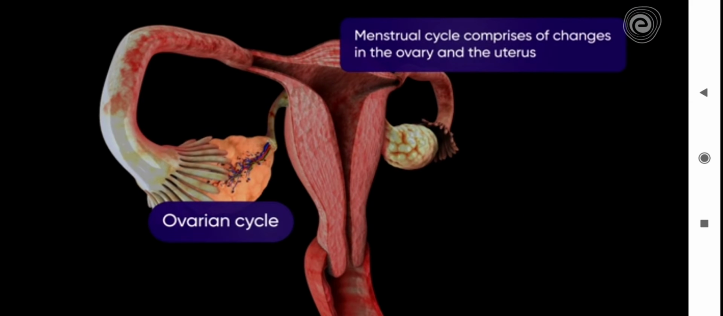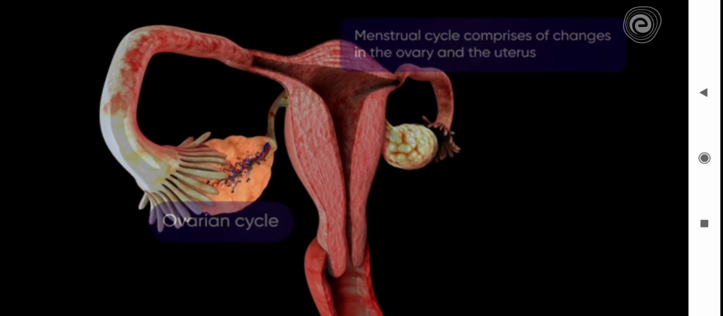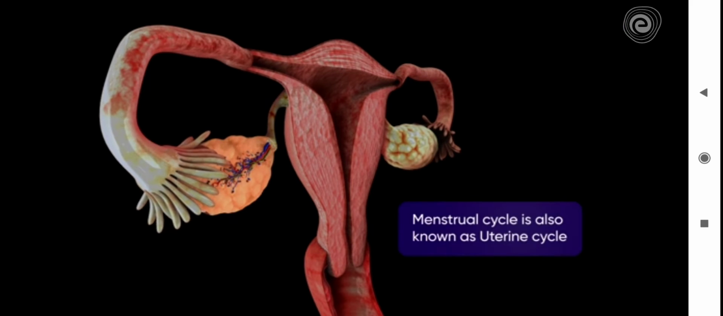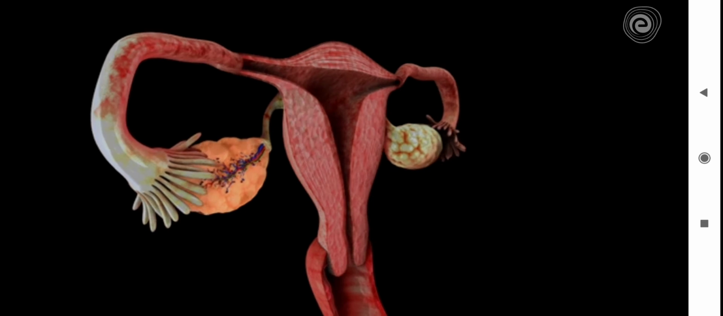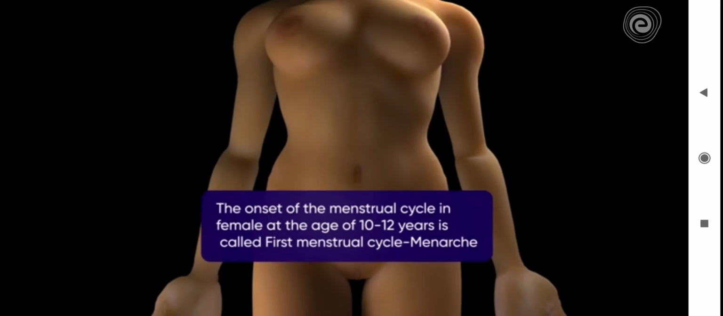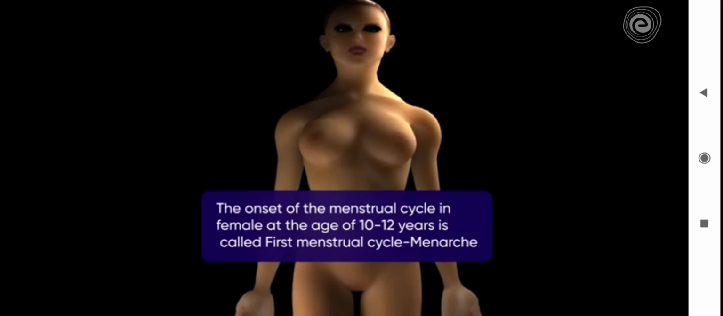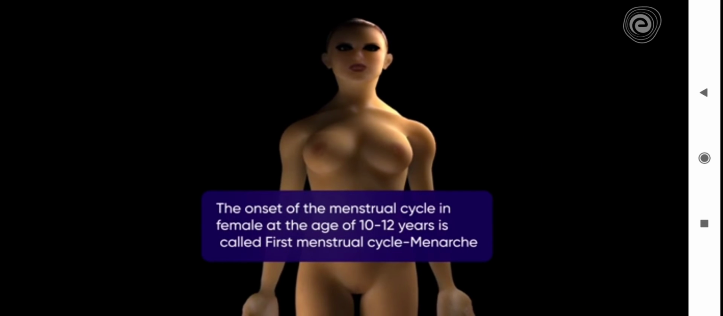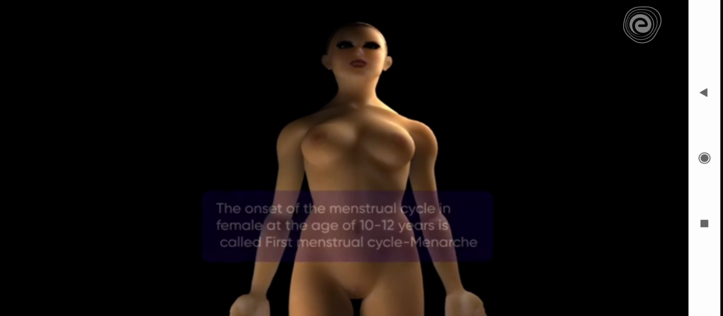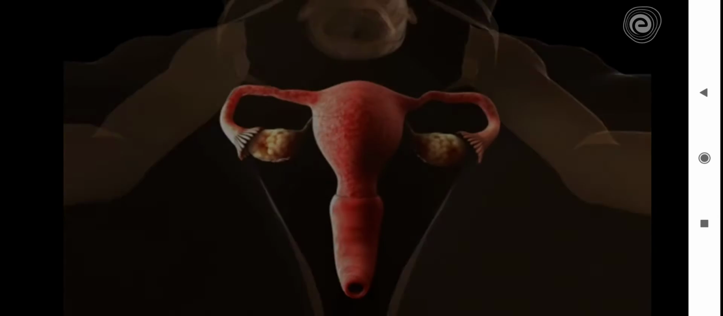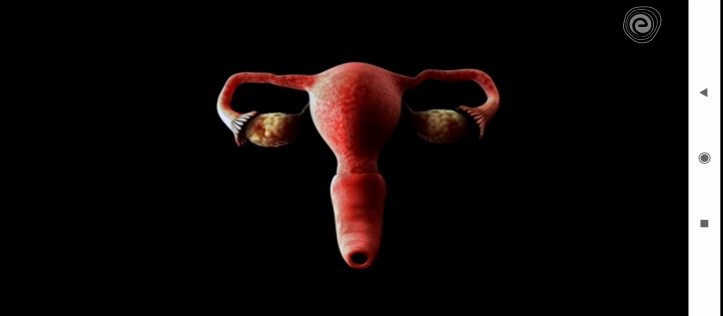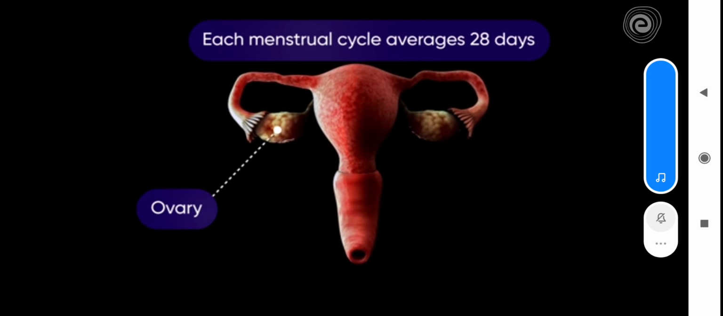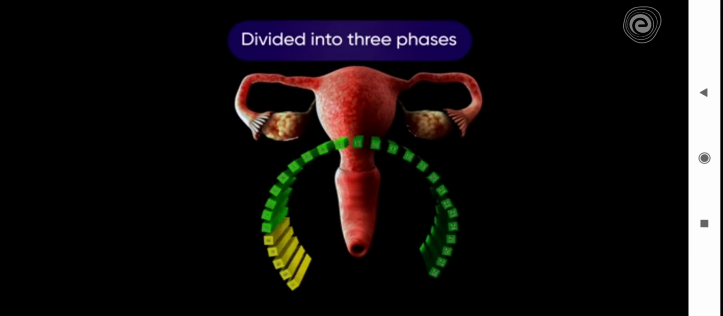To learn about the menstrual cycle, which comprises changes in the ovary and the uterus. The reproductive life of a girl begins at the age of 10 to 12 years. This onset of the menstrual cycle is called menarche. Let us focus our attention on the female reproductive organ, namely the ovary. Each menstrual cycle averages 28 days, which is divided into 3 phases.